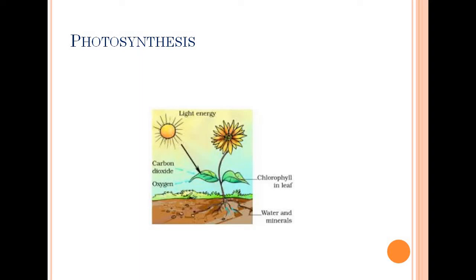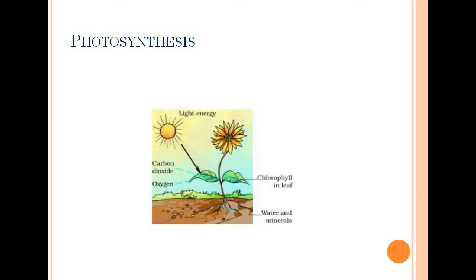The fourth one is water and minerals, which, as shown in the figure, are taken from the soil by the roots. Both water and minerals are required for the process of photosynthesis. In this figure, oxygen gas is also being depicted, but this oxygen is not a required raw material; it is a byproduct of photosynthesis. When we discuss the process of photosynthesis, we will know how the oxygen is released as the byproduct.